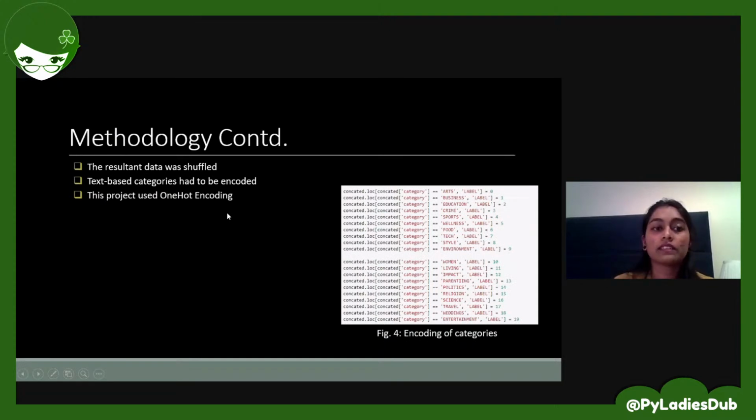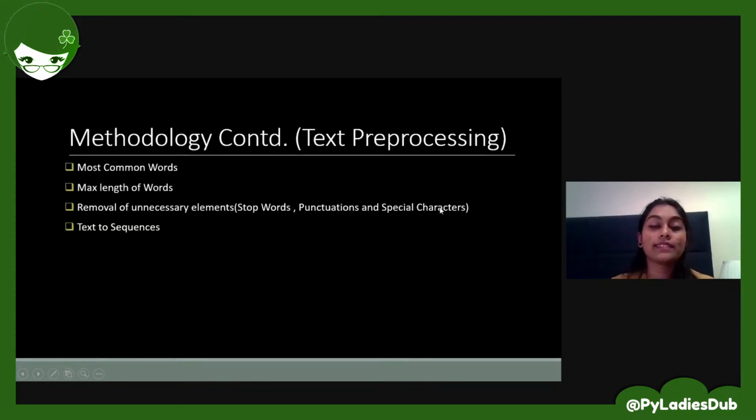And then the resultant data is shuffled, and the text category had to be encoded because the machine understands binary format. That's the reason encoding is done, and this project is using one hot encoding. As you can see on the right-hand side, a category like art is given the label 0. This is called one hot encoding. And for text preprocessing, this project deals with the most common words, max length of words, and removal of unnecessary elements such as stop words, punctuation, special characters, and text to sequences.